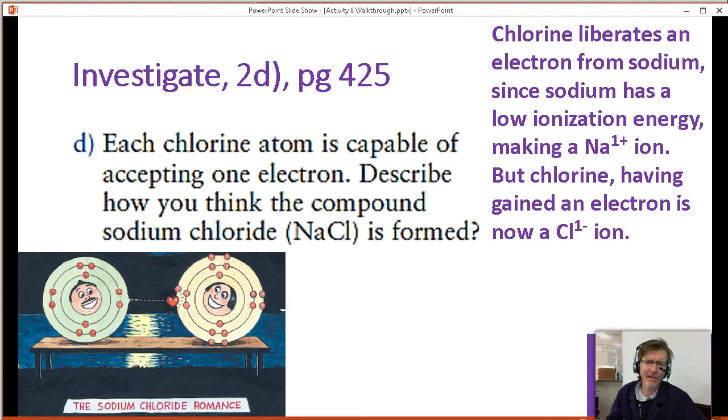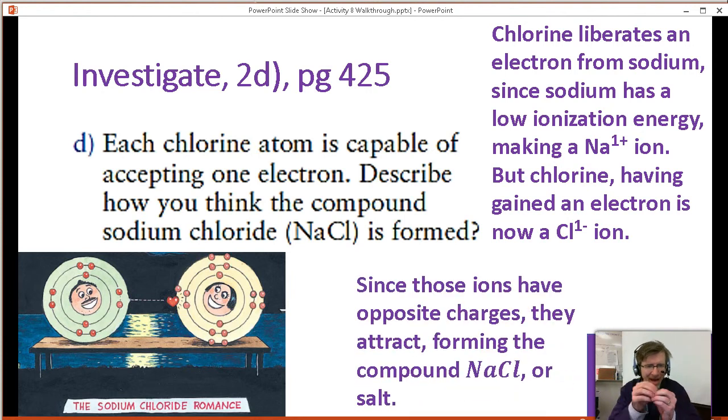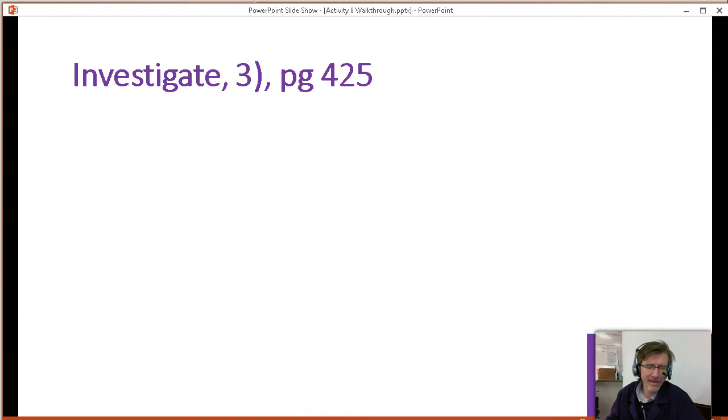All right, chlorine, here's the answer. Chlorine liberates an electron from sodium. That means it grabs it. Since sodium has a low ionization energy, that's why that's possible. That makes an Na plus ion, all right? But chlorine, having gained an electron, is now a Cl 1 minus. That means it's a chloride negative ion. Since ions have opposite charges, they attract, opposites attract. That forms a compound, sodium chloride, an ionic compound, which means that they have given up or gained electrons. Salt. There we go. That's the answer for number 2.